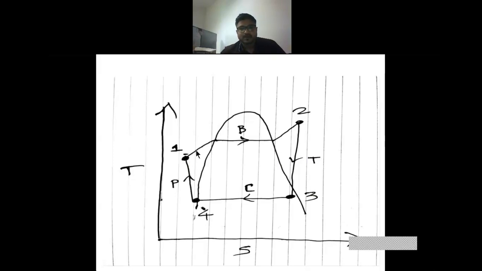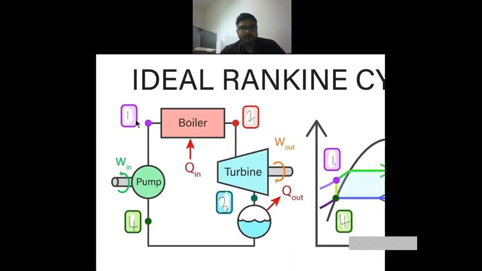Clear? So this process is related to the boiler. In the boiler we are supplying liquid at point number 1, and we are getting steam at point number 2. Clear? So this is the boiler. We are supplying water at point number 1, and we are getting superheated steam at point number 2.